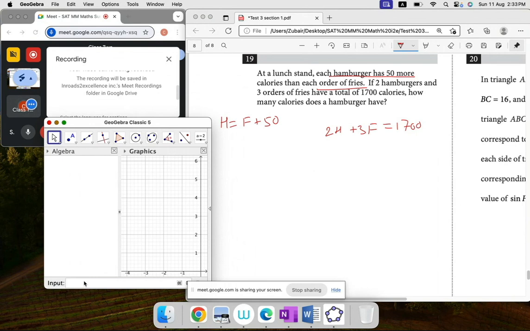So y equals x plus 50 and 2y plus 3x is equal to 1700. Done.